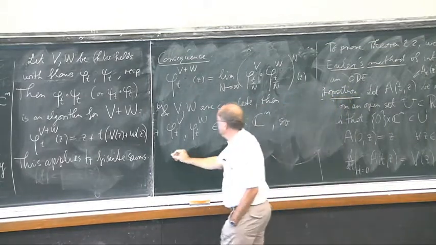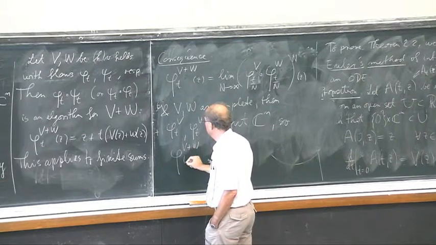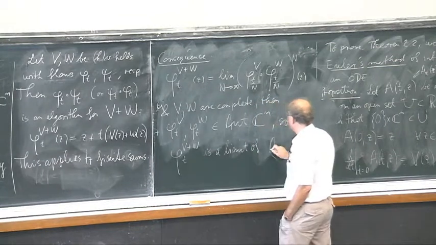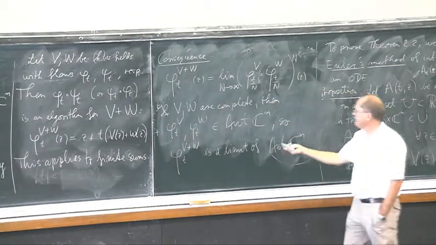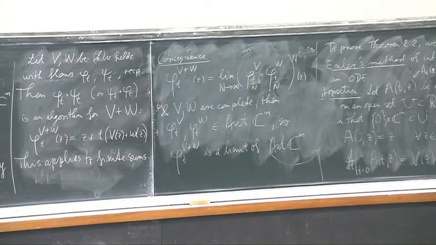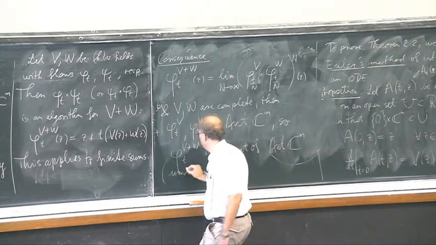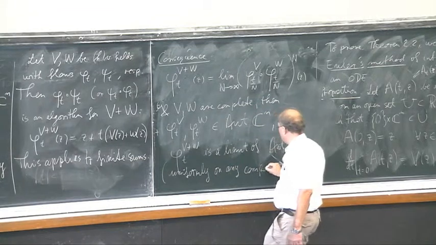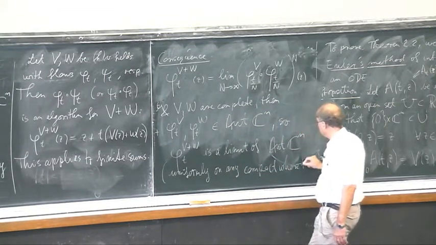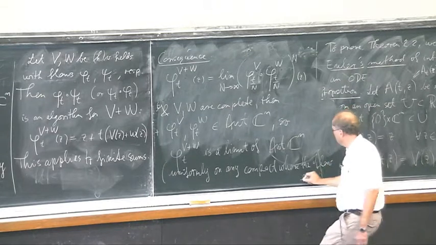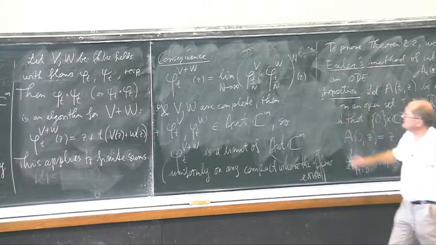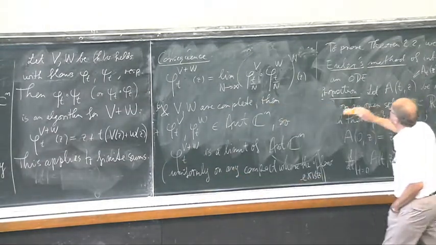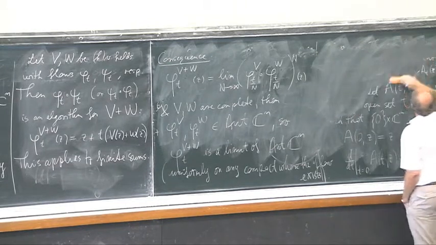So phi of v plus w is a limit of automorphisms of Cn. Of course, uniformly on compacts, wherever the flow exists. So uniformly on any compact where the flow exists. And of course, the same is true for finite sums. You can go a step further. You can also do this for commutators if you like. Sometimes in this theory, it's good to use commutators.